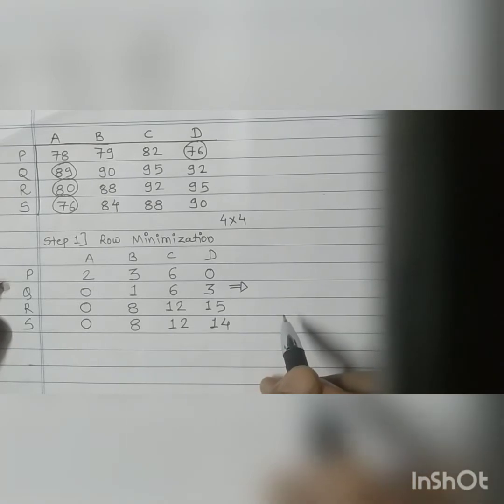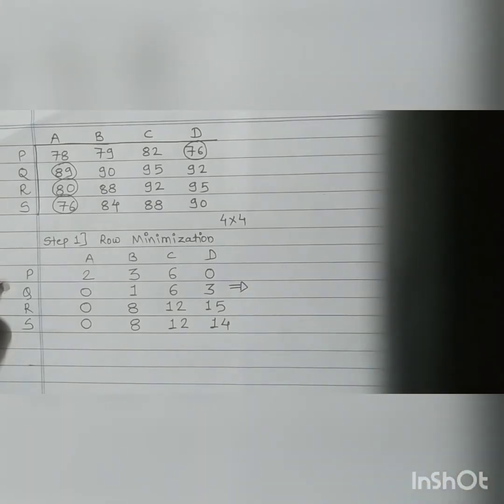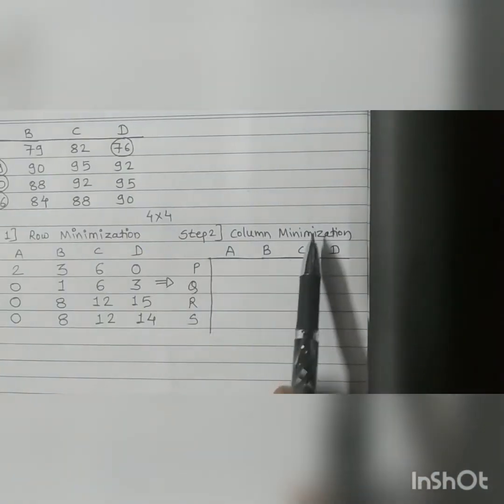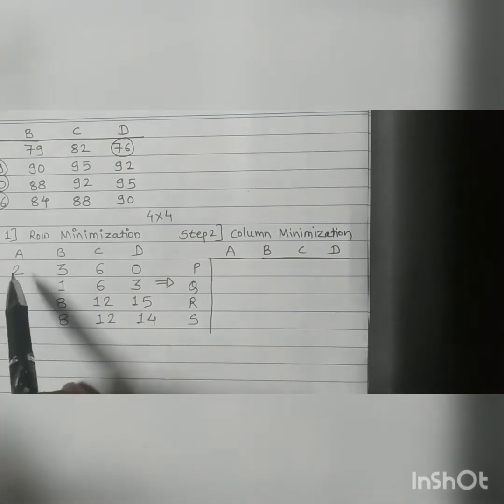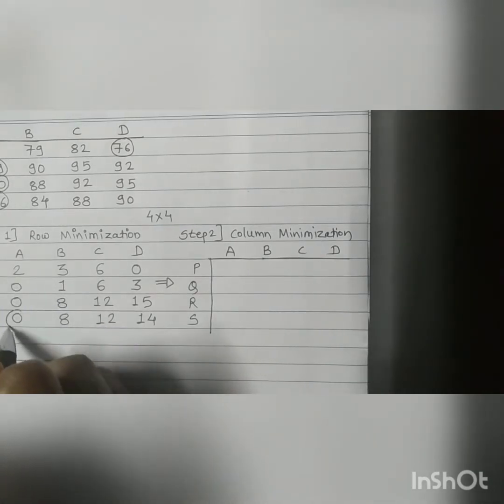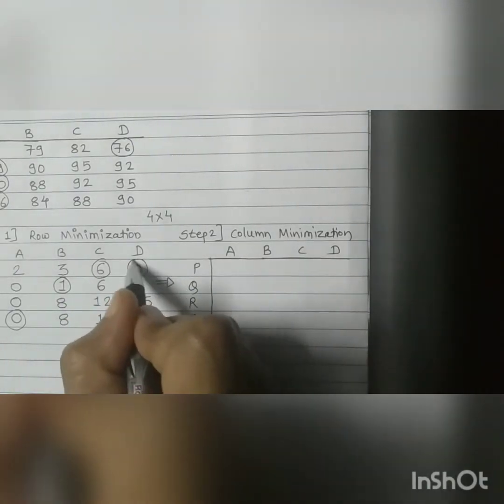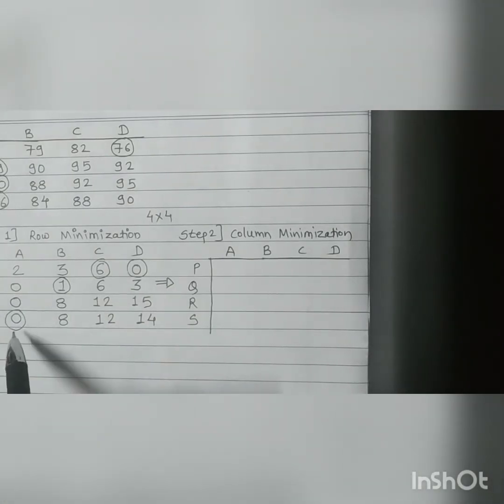After that, step number 2, column minimization. I will draw this matrix as A, B, C, D, P, Q, R, S. Now consider the first column. Identify the smallest element in each and every column. So here 0 is the smallest element, you can take any 0. Here 1 is the smallest element, here 6 is the smallest element, again you can take any 6. And here 0 is the smallest element. So identify the smallest element and subtract it from each and every element in the same column.